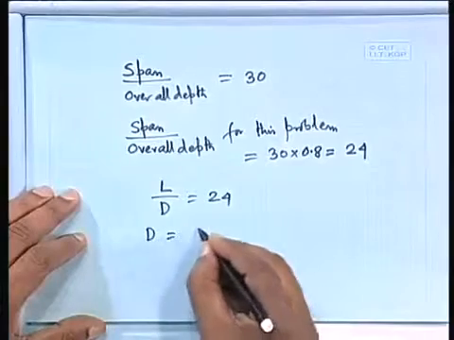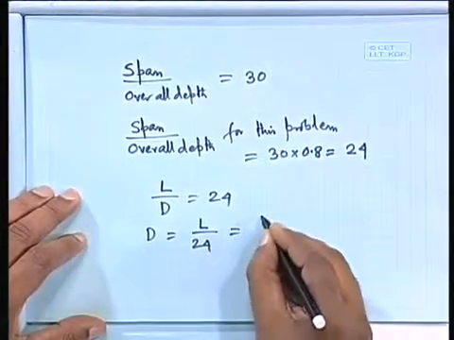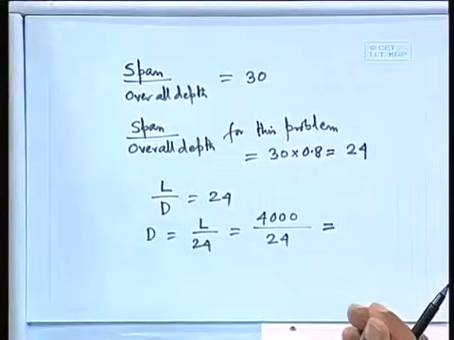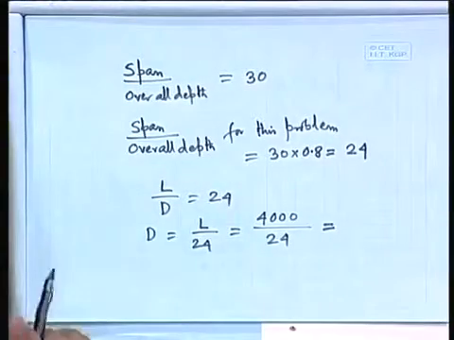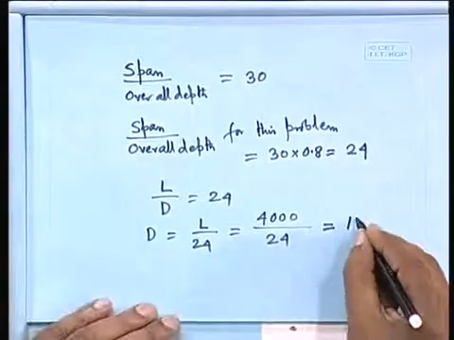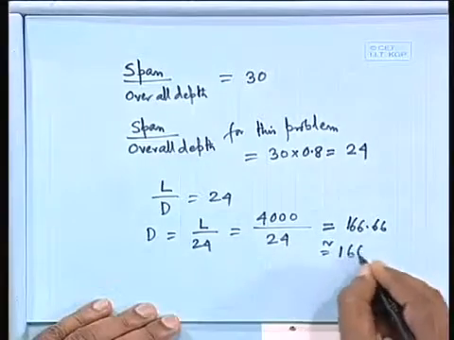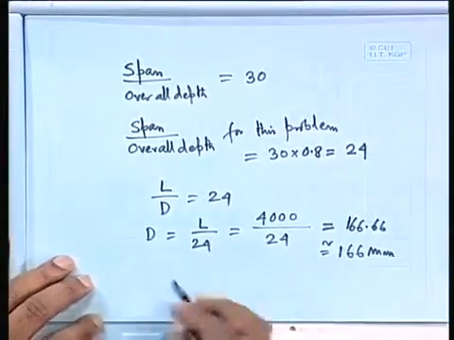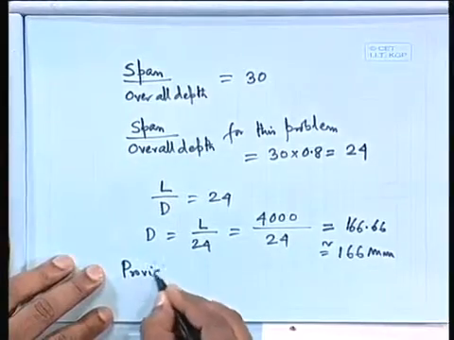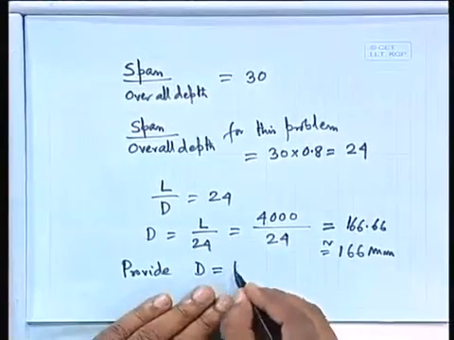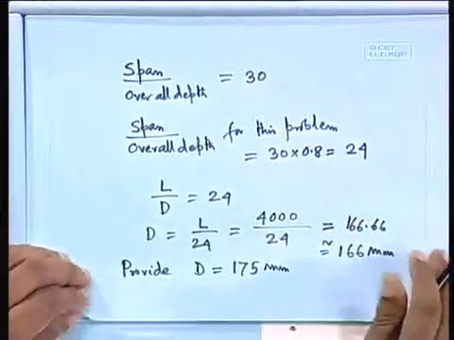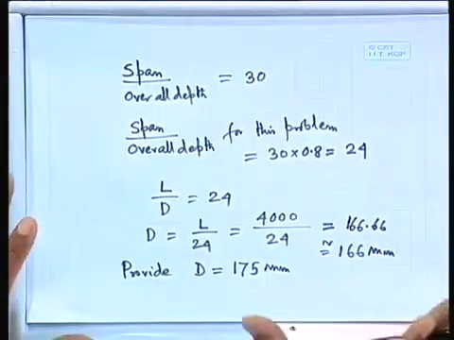So D equal to L by 24, and L equal to 4000, that is in the shorter direction, divided by 24, which comes as 166.66, let us take 166 millimeter. So let us provide D equal to 175. This is quite high. Generally in this type of slab, from our experience, 150 may be sufficient. But anyway, for the first problem, let us take D equal to 175 millimeter.